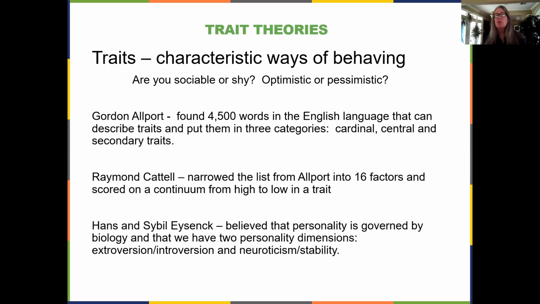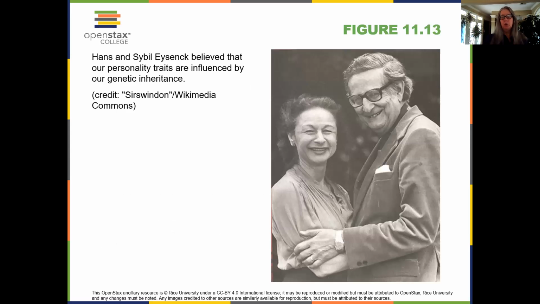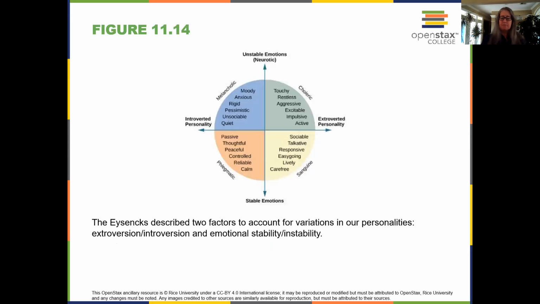Other theorists that came along were the Eysencks. And oh my goodness, this was really an awesome theory that came out. Let me show you, there's a picture of them, but let me show you the theory. So they believe that basically a lot of our personality comes from our biology, basically on 2 different traits: how introverted or extroverted we are, and how neurotic or stable we are. And they believe that both of those things had a biological basis.